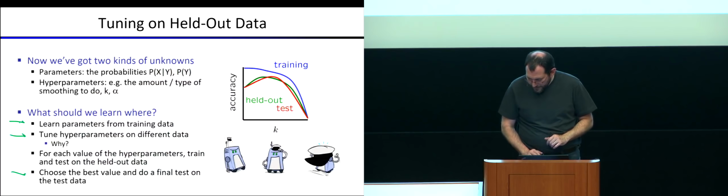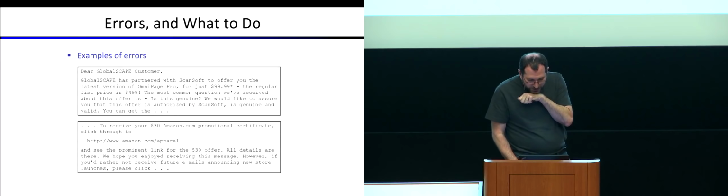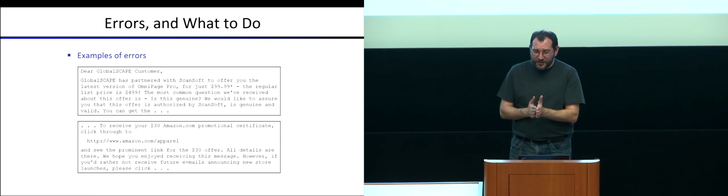I'm going to say a very little bit about features because I think it's important for when we get to neural nets, where the story here is going to change. So in general, your model is going to make errors. We're going to talk more about this starting next lecture. Here are some examples of errors that the quick naive Bayes system I whipped up makes on this training set.